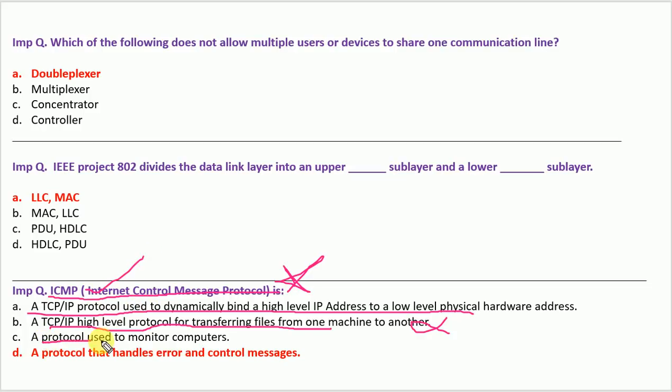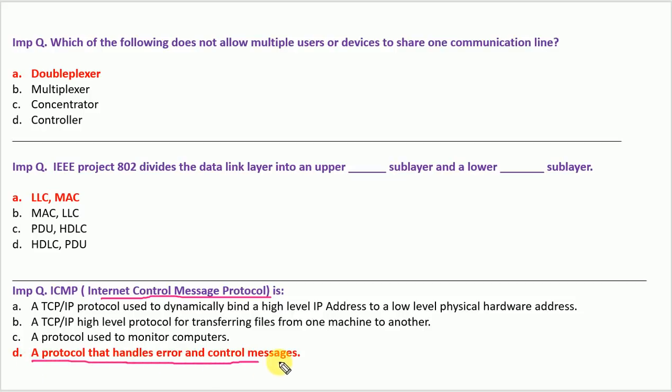The third option is a protocol used to monitor the computer. No, it is nothing related with that. For monitoring, we have IGMP. The last option is a protocol that handles error and control messages. That is the very important functionality of ICMP. I already discussed that ICMP was asked in the UP Computer Programmer Examination held in 2018, where they asked the full form of ICMP. The abbreviation is Internet Control Message Protocol, and the functionality is a protocol that handles error and control messages.